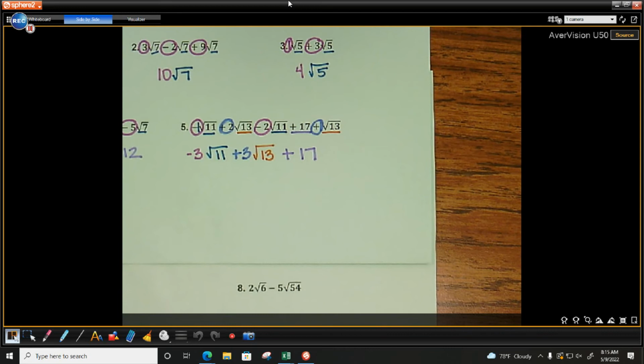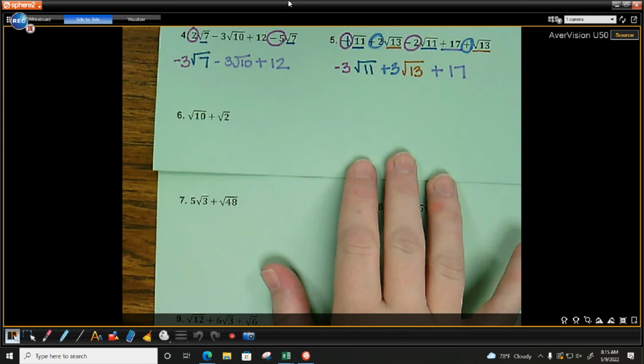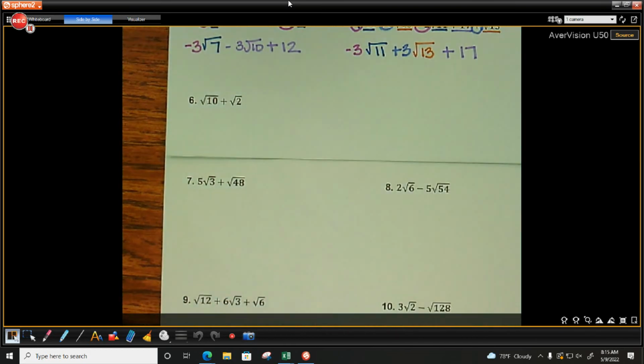Okay, we're going to like this next one a lot. Okay. Square root of 10 plus square root of 2. Is 10 prime? No. But is 10 divisible by any perfect square? No. So square root of 10 cannot be simplified. 2 is what kind of number? Prime. So I can't simplify the square root of 2. Are my radicals the same? No. Can't do anything. That's my answer.